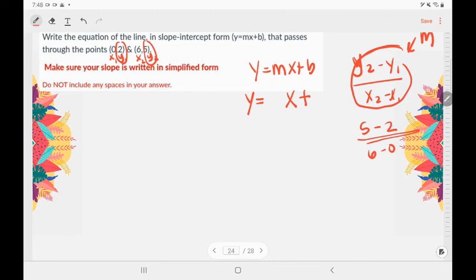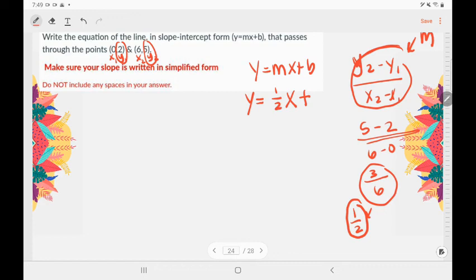5 minus 2 is 3. We're going to write it down here. And 6 minus 0 is 6. Does that slope simplify? Yes, it does. Top and bottom can both be divided by 3, and it simplifies to 1/2. Make sure you write your slope in simplified form.